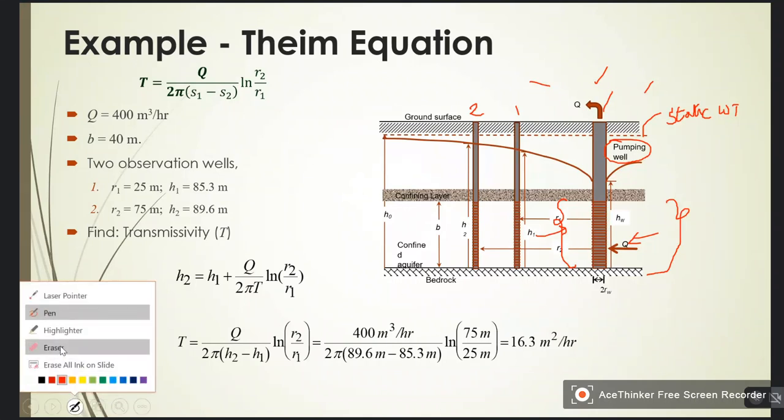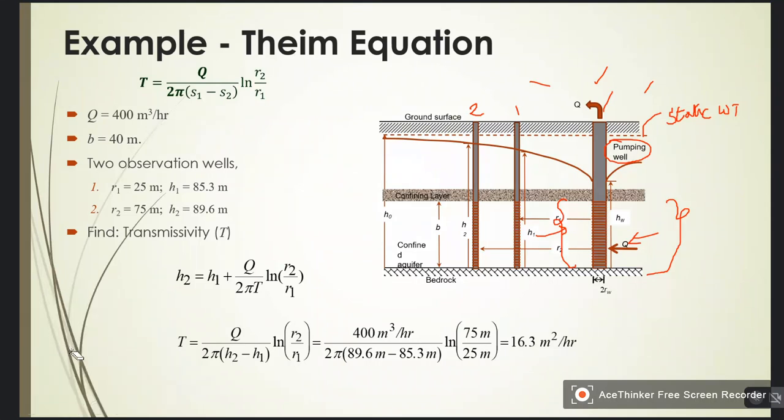Sir, 2RW indicates what, sir? Which one? 2RW. I'll tell. See, are you not seeing the figure? What is it representing there? This is a well, I told. And it is 2RW. What is R? What does R indicate? Radius. RW indicates radius of well. So 2RW indicates what? Diameter. Then why did you ask that silly question?